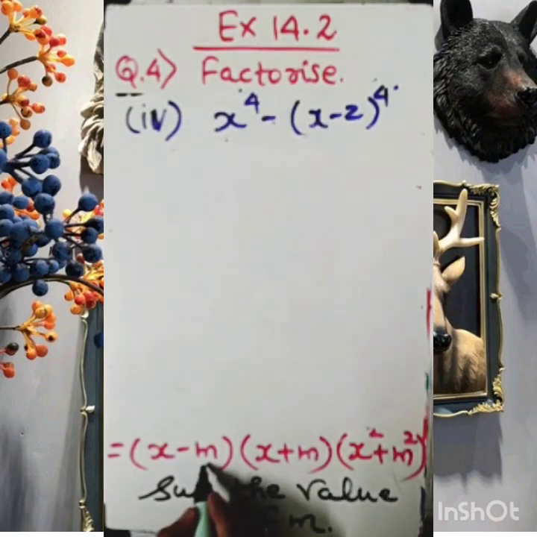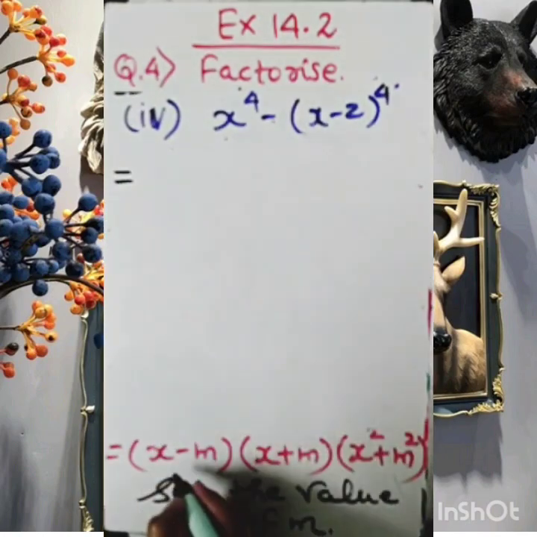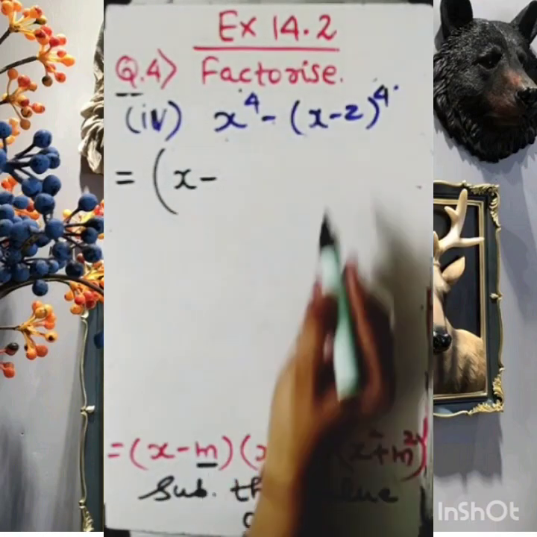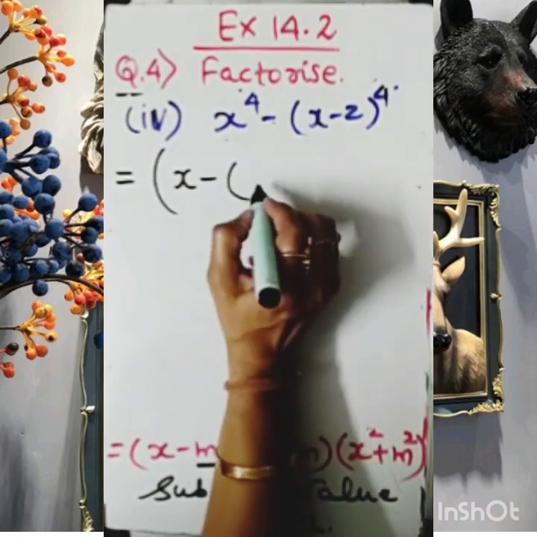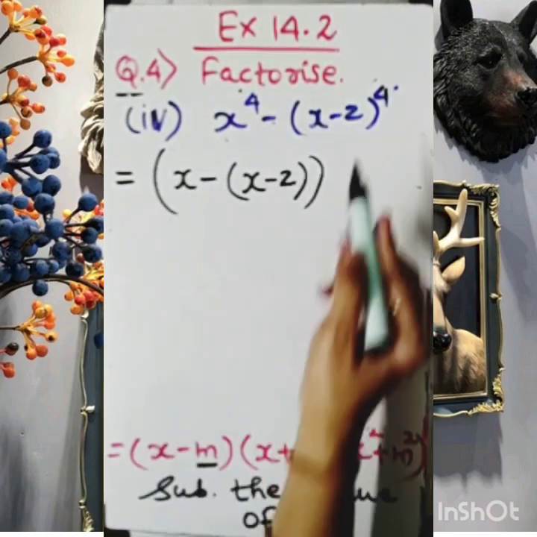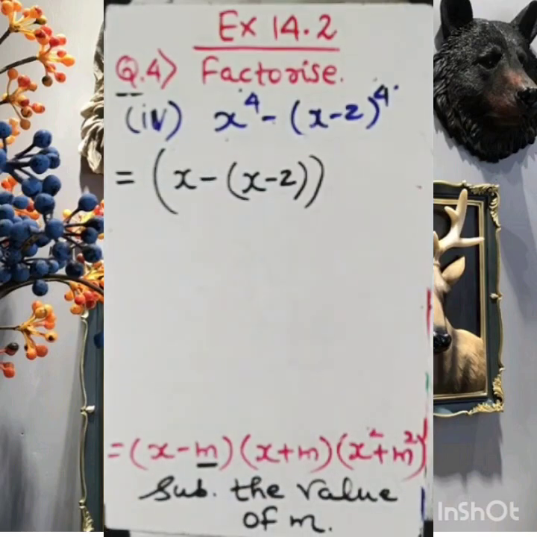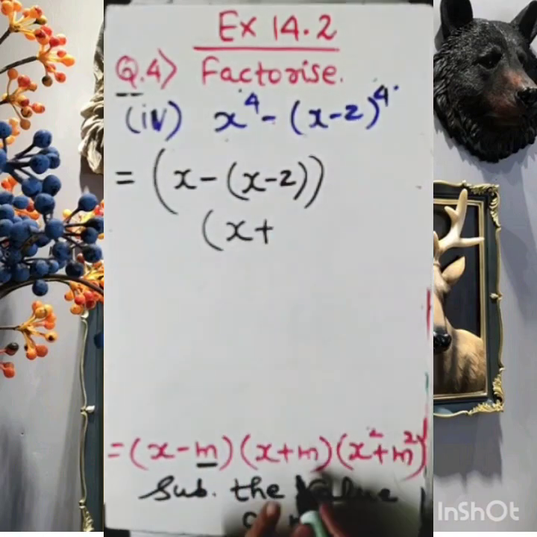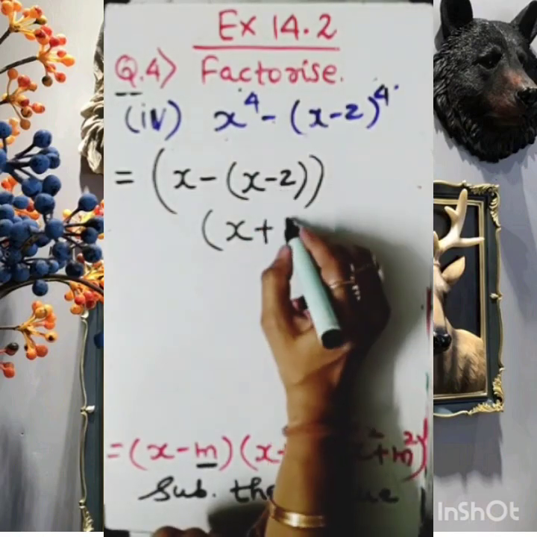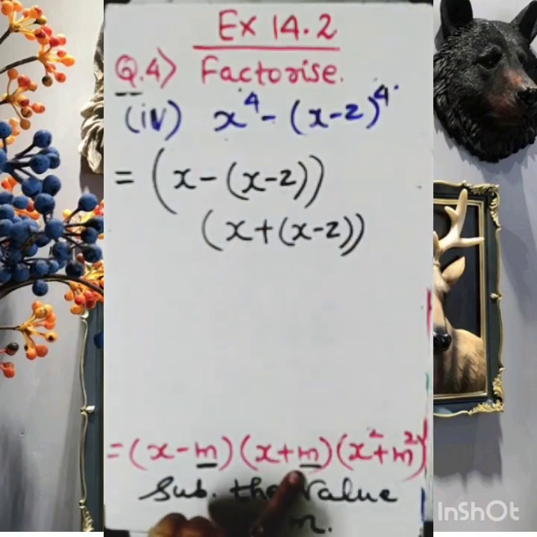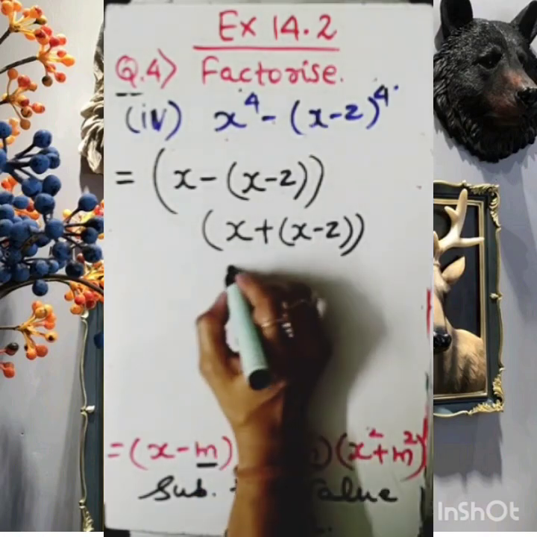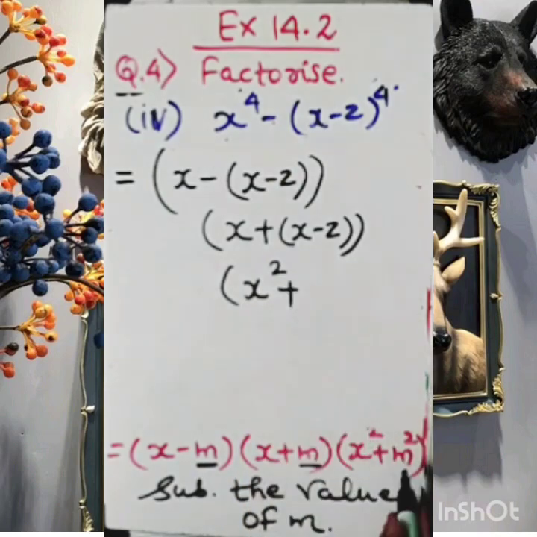Okay. So dear students, in the next step, I need to write x minus. Now what is m? For m we have assumed x minus z. So let me write it in a bracket. x minus z. This is the value of m. Got it? Now x plus m. For that I am writing in another bracket x plus. Now in place of m, the same thing x minus z, I am writing it in a bracket. This bracket over. Now x square, here it is, plus what about m square?